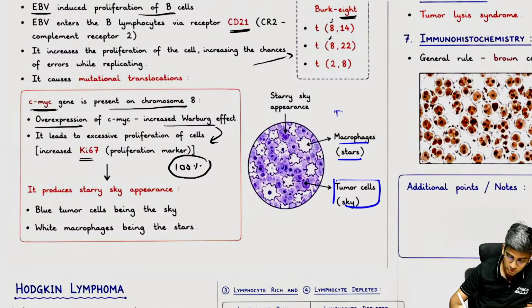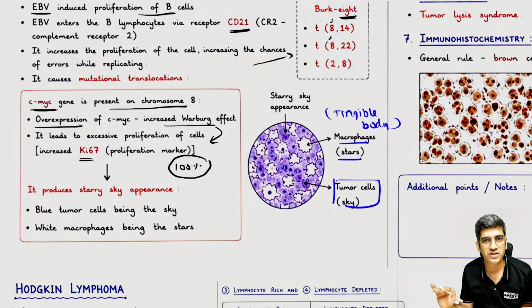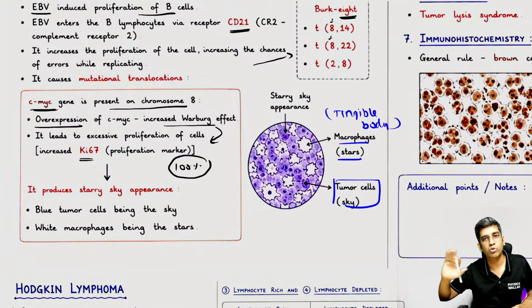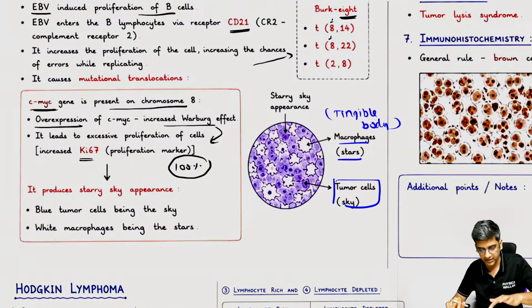The macrophage name is also tingible body macrophages, which are nothing but normal macrophages which are fed up eating the tumor cells. They are dying. I'm eating them fast, so I'm becoming fat, looking like a star in a blue background. That's a classical starry sky appearance, right?